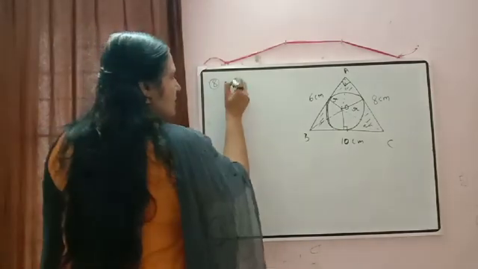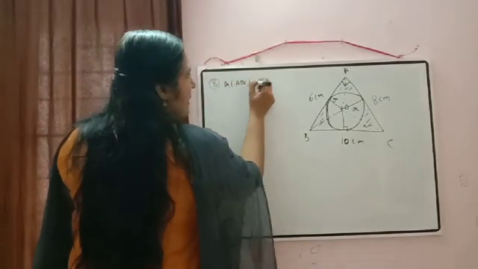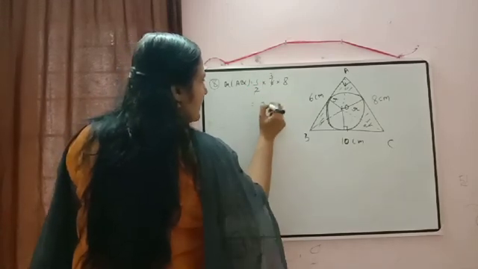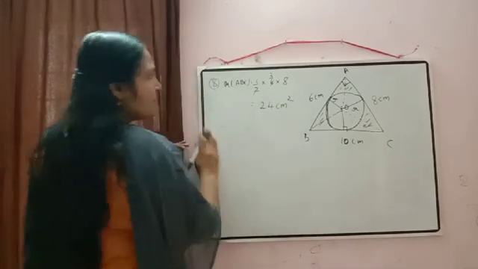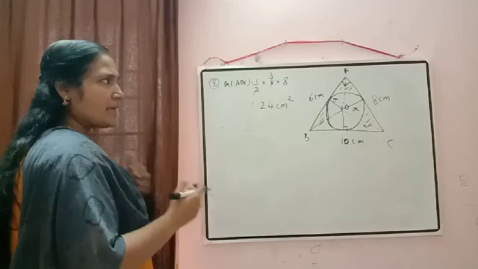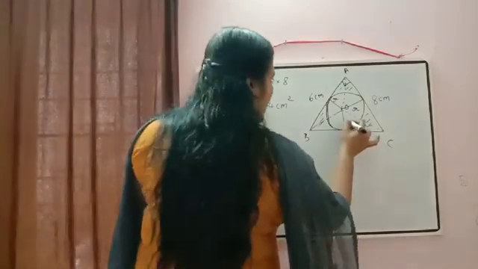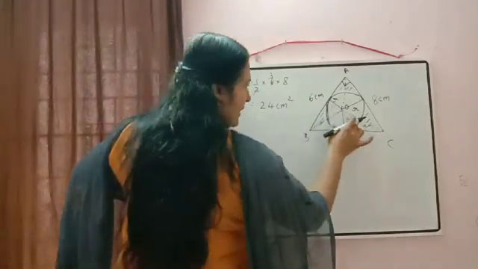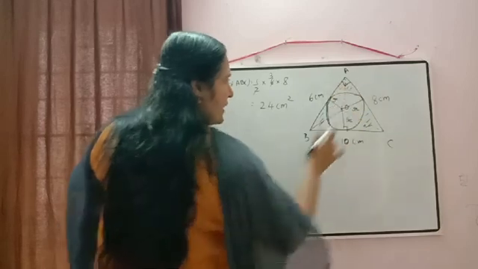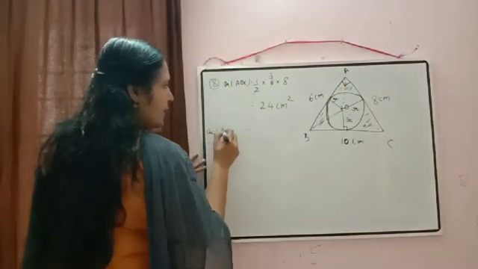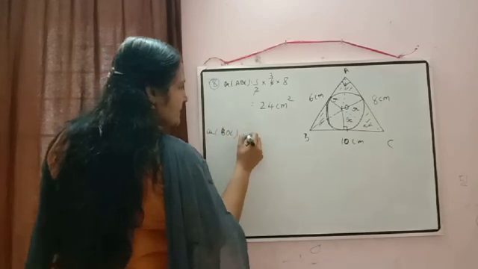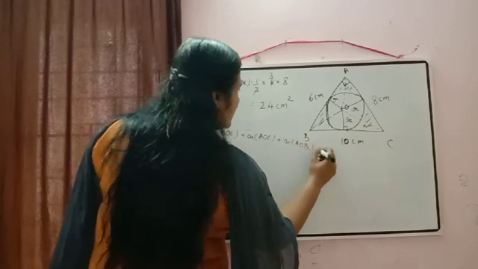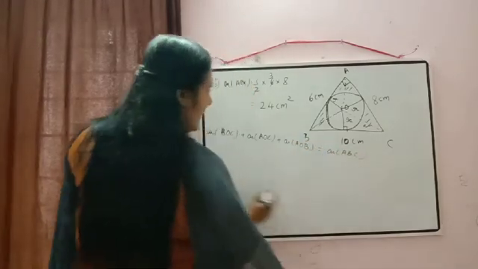So first we can check what will be the area of triangle ABC. Half into base into height. So this one we can cancel. Then we will get the area of triangle ABC is equal to 24 centimeter square. But we need the radius. So what is another way to calculate the area of triangle ABC? Yes, by adding the areas of triangle BOC, AOC and AOB. So we will write down now area of triangle BOC plus area of triangle AOC plus area of triangle AOB is equal to area of triangle ABC.